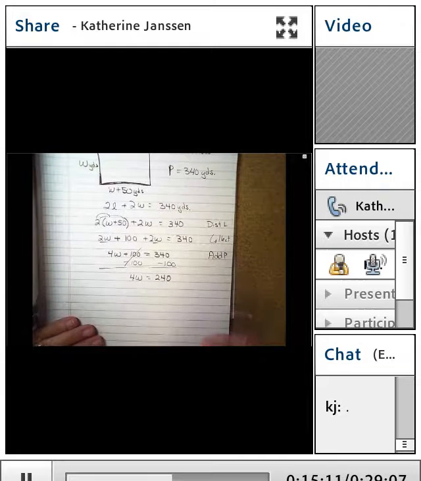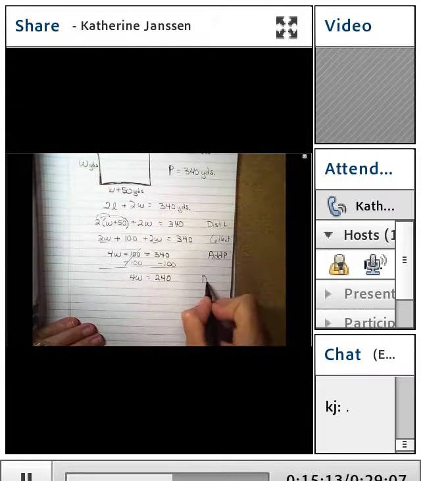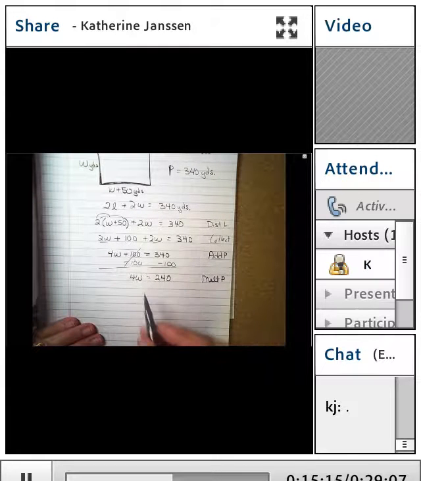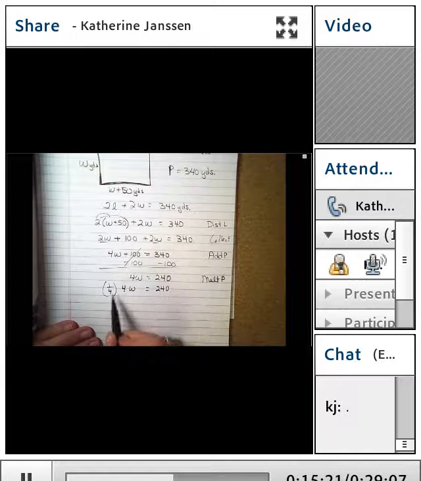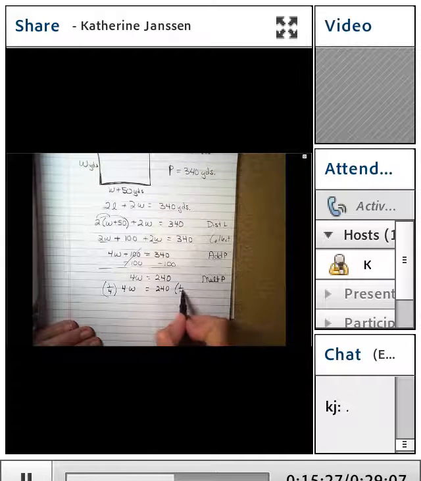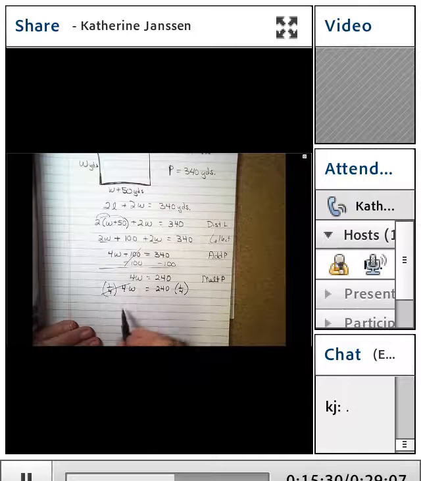I've isolated my w term, but now I need to solve for w. This is 4 times w, so we'll use our multiplication principle to unwrap. We'll multiply by the reciprocal. The reciprocal of 4 is 1/4. Flip it and keep the sign. So I'll multiply this side by 1/4. Multiplying reciprocals goes to 1. 1 times w is w equals, and 4 goes into 240 60 times.